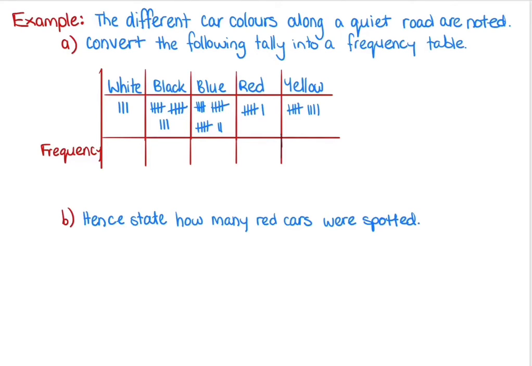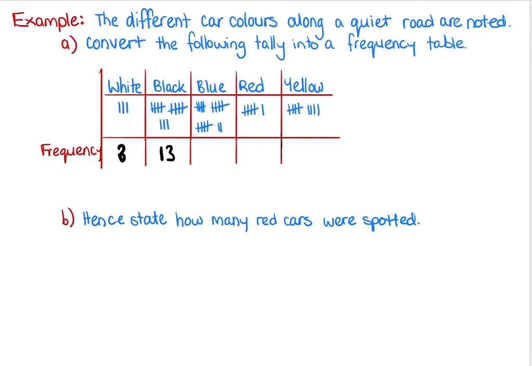So if we look here, we've had white, black, blue, red and yellow cars. What I'm going to do now is transfer each of the tallies into an actual number. In the white there's 3 tallies, which means we had 3 white cars show up. So then I look at my blacks. I've got 5, 10, 13. So I've had 13 show up all up.